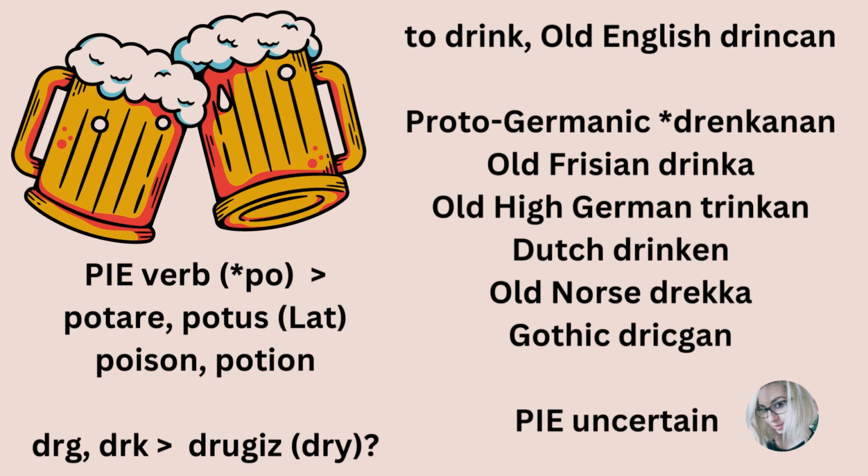Some of the related terms include Old Frisian trinka, Old High German trinkan, Dutch trinken, Old Norse drekka, Gothic drinkan, and so on and so forth. However, the Proto-Indo-European root is uncertain for this one. We do have a Proto-Indo-European root designating the verb to drink, but this root is made up of the sounds P and O, from which we have, for example, in Latin potare, to drink, and potus, a drink, and this is also related to the word potion as well as poison, which didn't always have a negative sense.